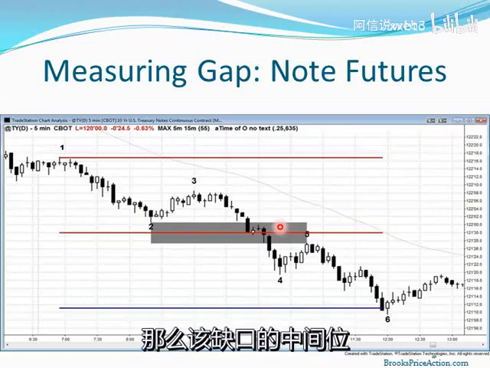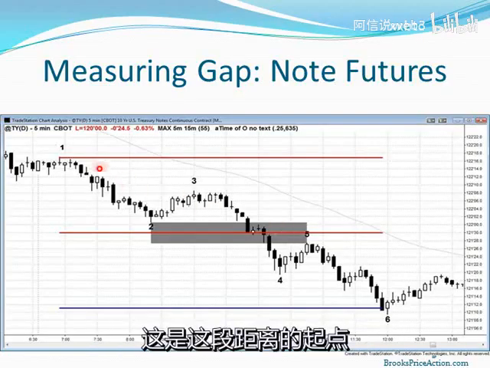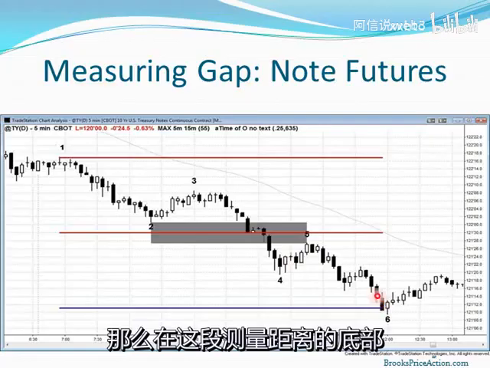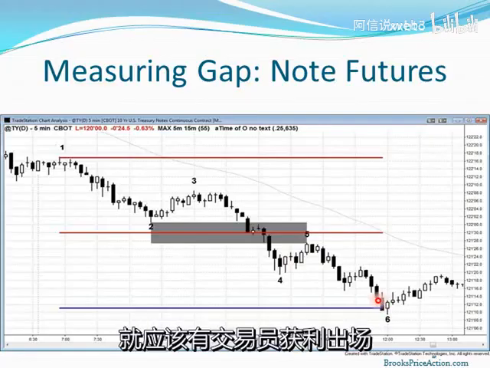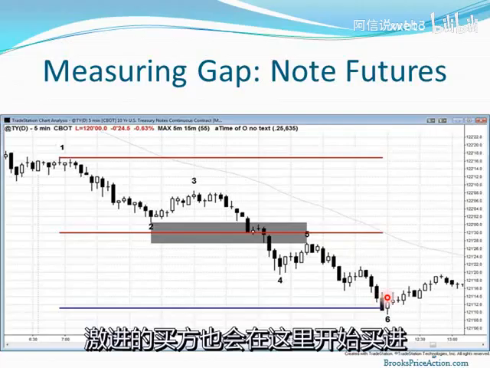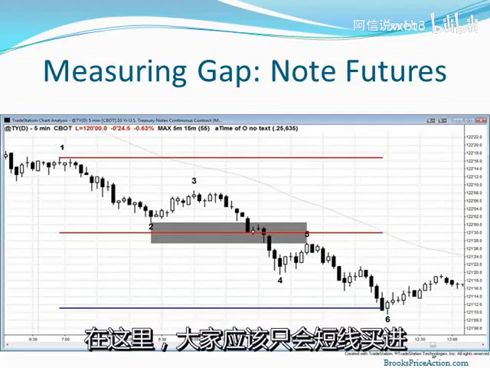The middle of that gap might be a source for a measured move projection. Here's the start of the move, here's the middle of the gap, and traders will look to take profits at the bottom of the measured move projection. Aggressive bulls might buy, especially given this strong bull bar. At this point, they would only be buying for a scalp.